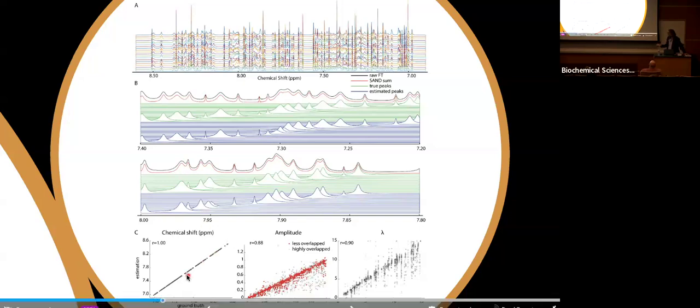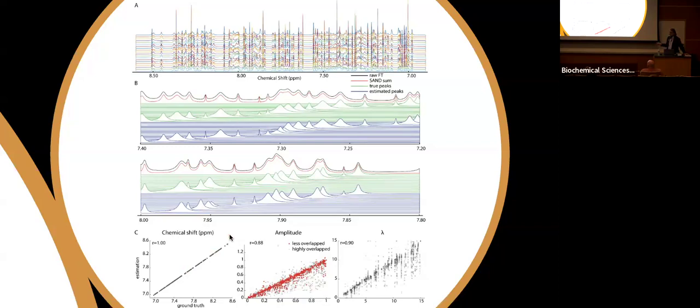The chemical shift correlations are almost perfect. What goes in comes out, chemical shift wise. The amplitudes are really pretty good. They're better than this kind of plot shows, because this shows everything, including overlap regions. It's less good in overlap regions, but it's nearly perfect for non-overlap regions. And then the line width recovery is really good too.